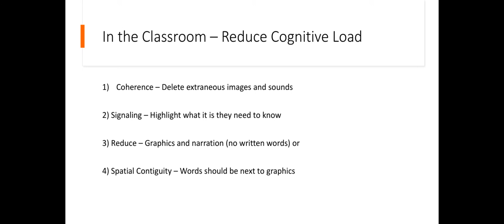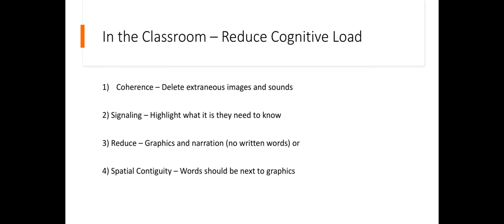or we have this spatial continuity. So words should be placed next to the graphics. So for example, your text goes right next to what it is that you are talking about. So the red traffic light, your text would be red traffic light. The green traffic light would be green traffic light. The orange traffic light would be orange traffic light. So you are again reducing that cognitive load so they're not trying to figure out what part of the information goes with what graphic.